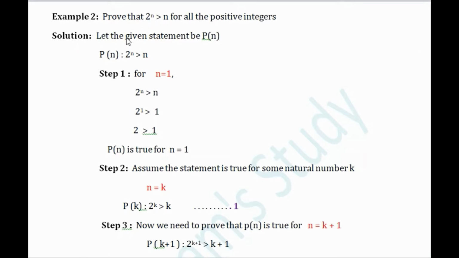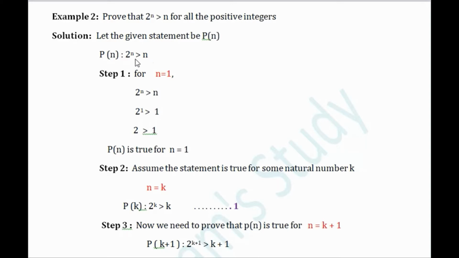So the solution: let the given statement be P of n. We always start the proof by naming the given statement, that is P of n. So P of n is 2 raised to n, which is greater than n. So now the step 1. In step 1, we show that the given statement is true at least for the first natural number.